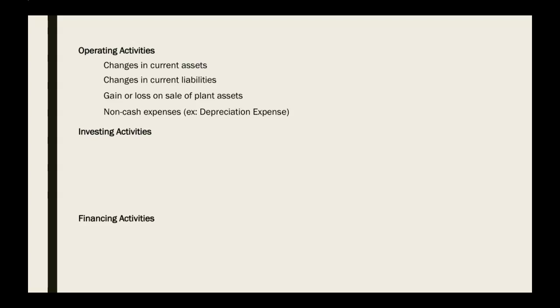Now we can move on to investing activities. So investing activities are going to be proceeds from the sale of plant assets, right? So if you sold equipment for $10,000, the proceeds is how much money you got from that sale. So that would go under investing activities. Anytime that you purchase plant assets, that's building, equipment, land, right? These are all investing activities. Anytime that you sell investments, that's going to be an investing activity.